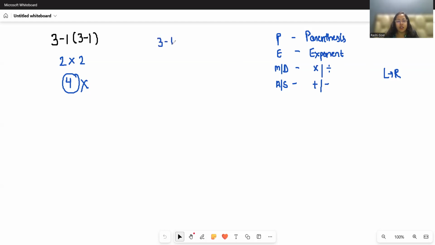So let's rewrite the expression and solve it by using the PEMDAS rule. First, solve the parenthesis. Rewrite the left out terms. 3 minus 1 is 2, and put the multiplication sign in between. Now we have two operations, subtraction and multiplication, but we have to give priority to multiplication first. So it's 3 minus 2, that is 1.